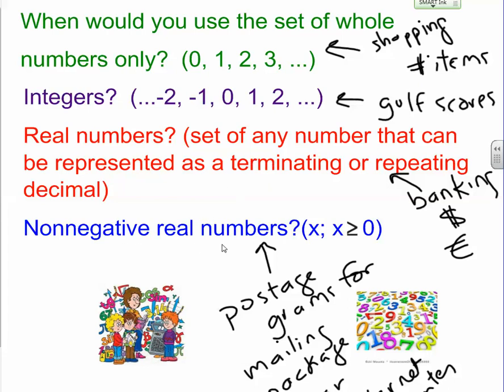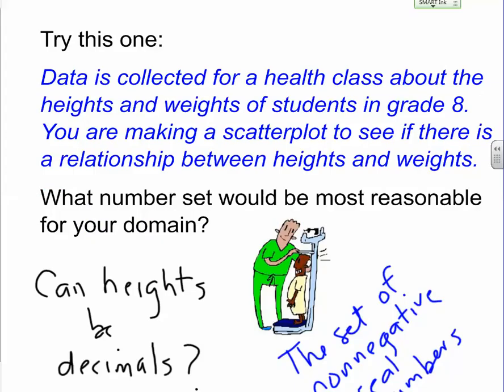And then non-negative real numbers. It could be the amount of postage you pay for a certain number of grams in mailing a package, or the example of the internet minutes. Those would all make sense for non-negative real numbers.